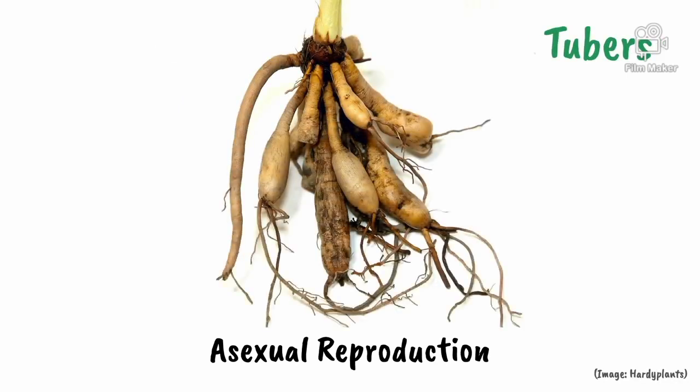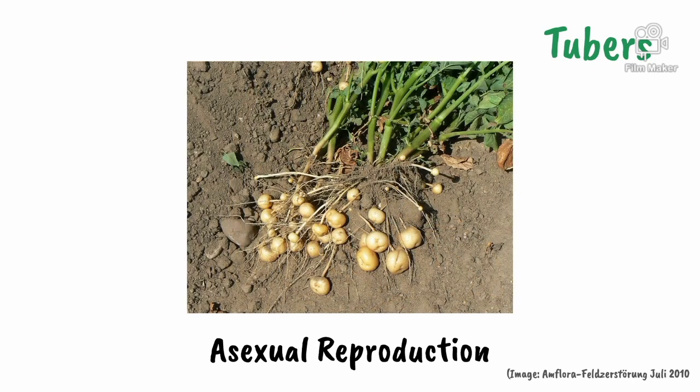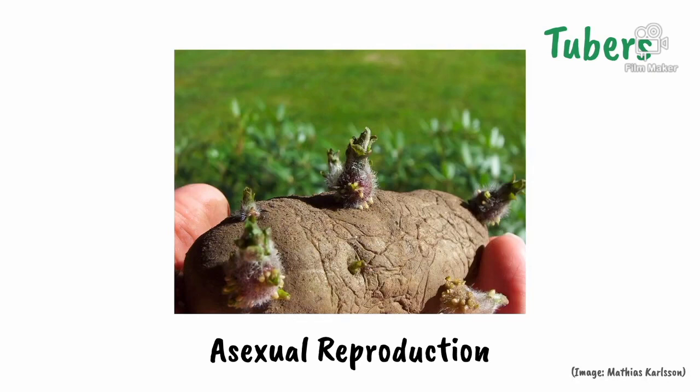Another example is growth of plants from tubers. This can be seen in potatoes. So tubers are young storage organ of a tuber crop, and it can grow into a new plant if it is left on the ground. So potatoes can be grown from their tubers.